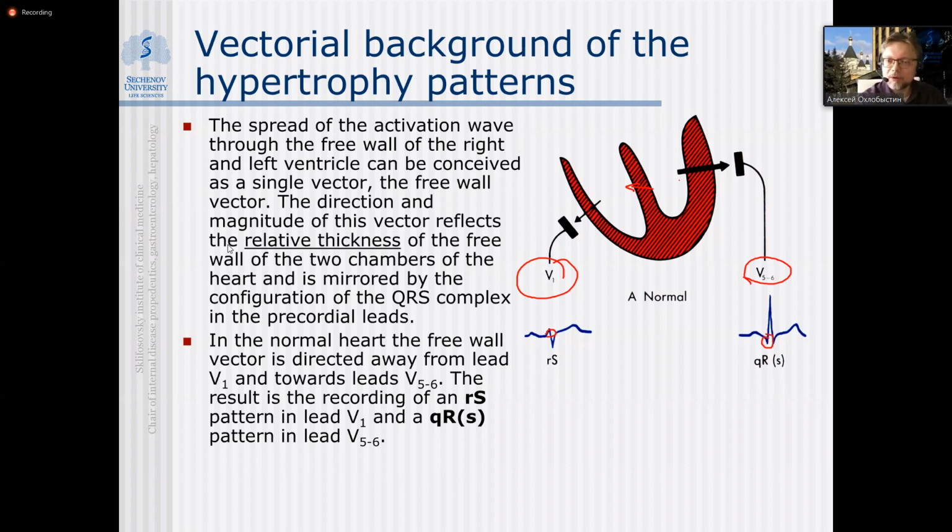And then there will be almost synchronous activation of right and left ventricles. Left is very potent. So basic direction of deflection will be from right to left. So that vector will be almost hidden. And therefore, in right chest leads, you'll get negative deflection. In left chest leads, positive. That is a normal ventricles.